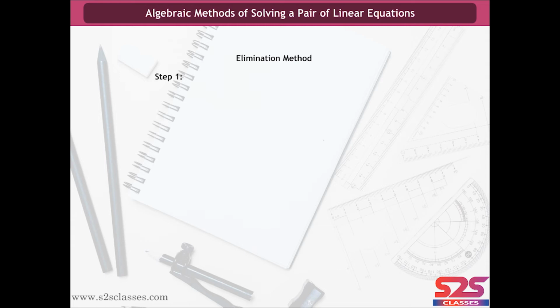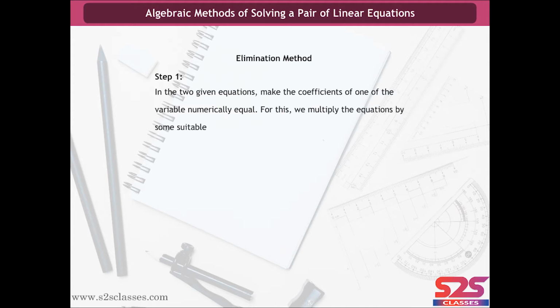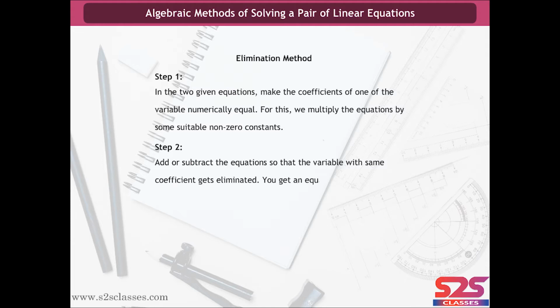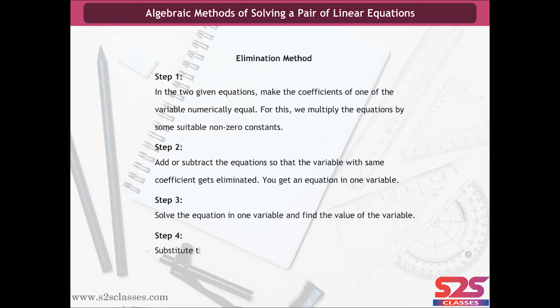Elimination method. Step 1. In the two given equations, make the coefficients of one of the variables numerically equal. For this, we multiply the equations by some suitable non-zero constants. Step 2. Add or subtract the equations so that the variable with same coefficient gets eliminated. You get an equation in one variable. Step 3. Solve the equation in one variable and find the value of that variable. Step 4. Substitute the value in one of the given two equations and get the value of the other variable.